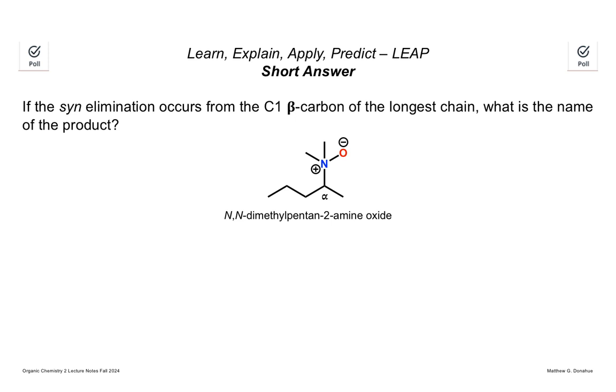So the question says if the syn elimination occurs from carbon 1, 1, 2, 3, 4, 5, so from carbon 1, the beta hydrogen, what is the name of the product? The way this happens is the oxygen will abstract that hydrogen, we do an elimination, and then we break that CN bond. So we have a 5-carbon chain with a double bond at position 1, so this is 1-pentene.